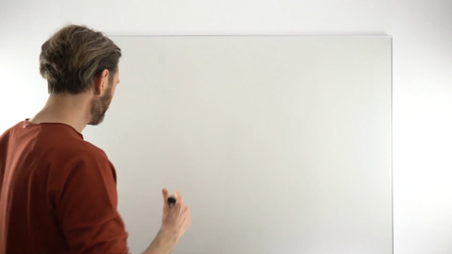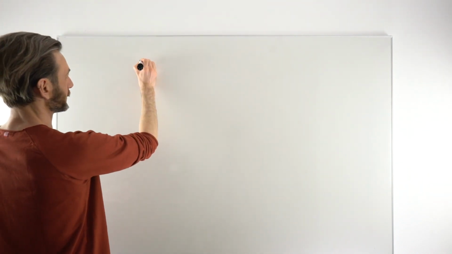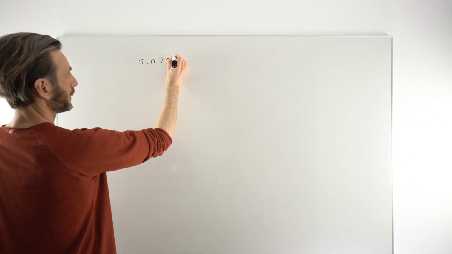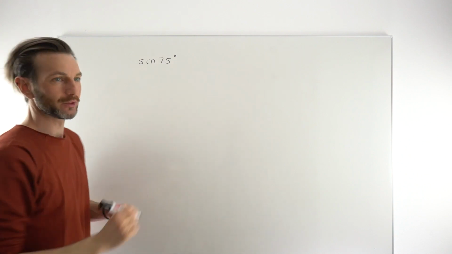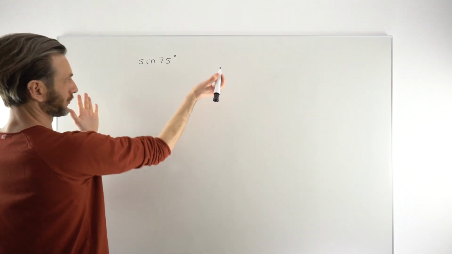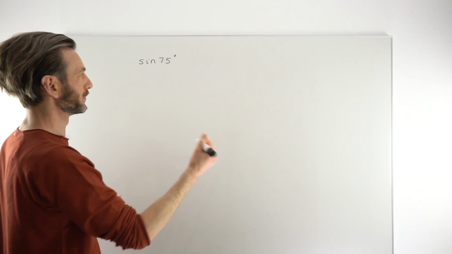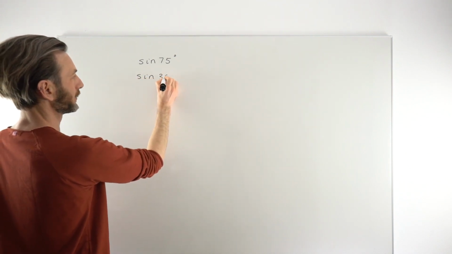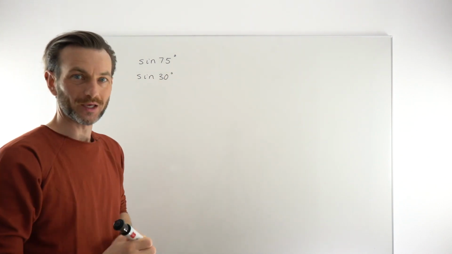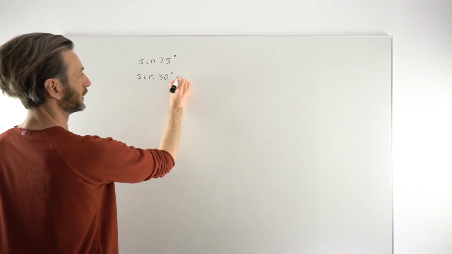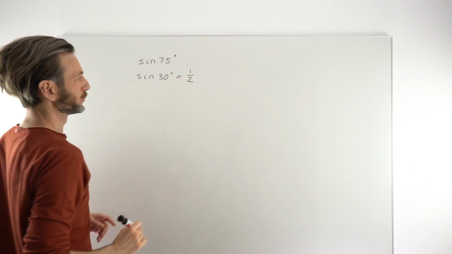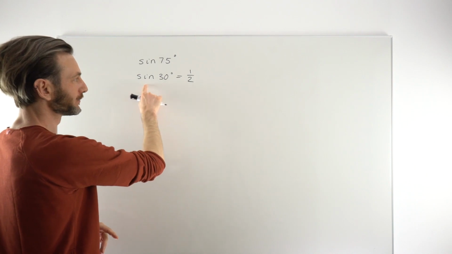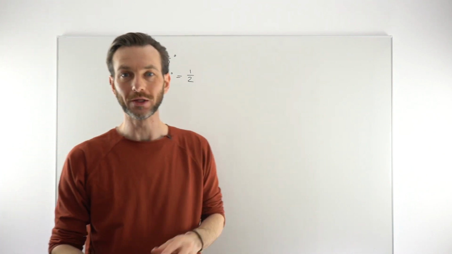For example, if you wanted to process something like the sine of 75 degrees, there's no easy way to do this without a calculator. So this would just literally have to go straight into the calculator and you would get whatever the value comes out to be. Whereas some values, for example, the sine of 30 degrees, you can process manually without the calculator. So this one comes out to be 1/2, so 1 over 2. We're going to explore in this class how we can work out these values for the values that we can work them out for.